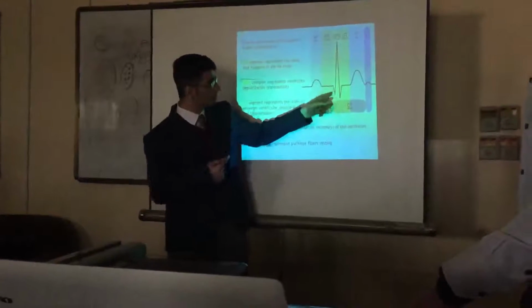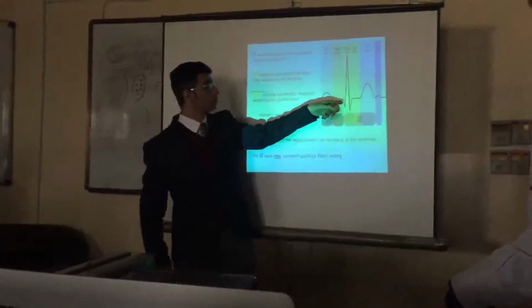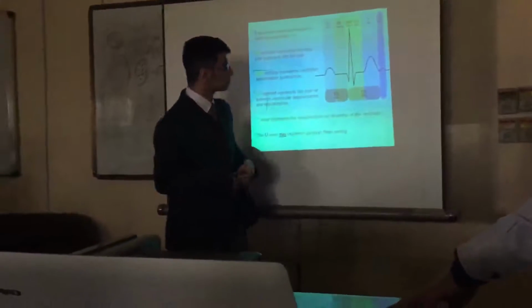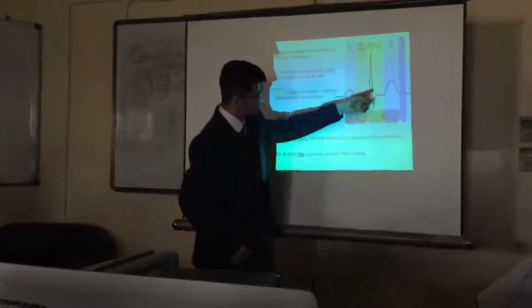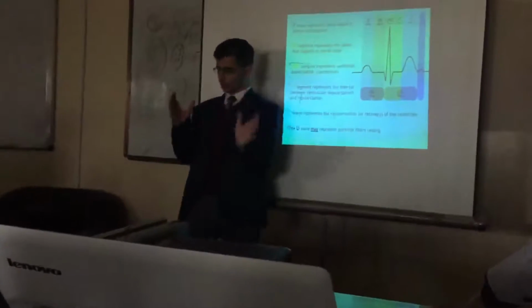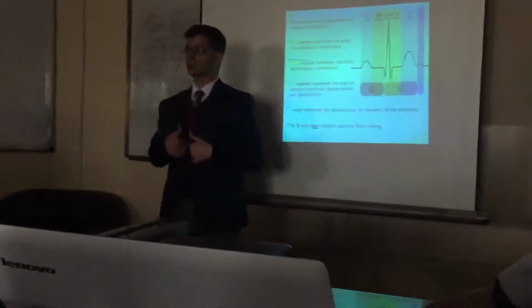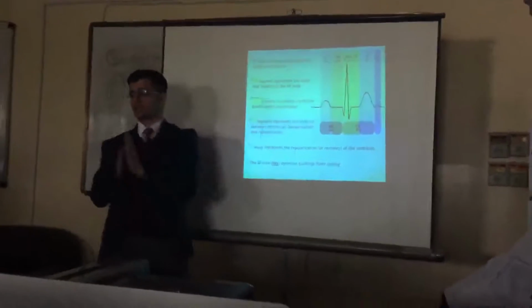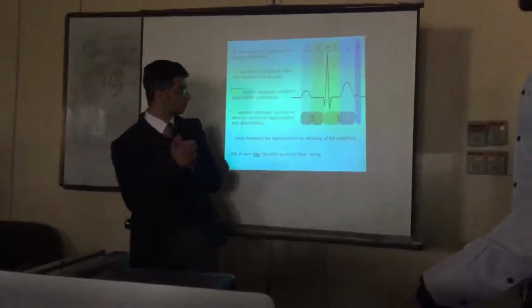We're showing the bundle of His. From the bundle of His to the right and left branches, from the right and left branches to the Purkinje fibers, providing the contraction, depolarization of the ventricles, not the atria. So the QRS complex gives us the contraction of the ventricles.